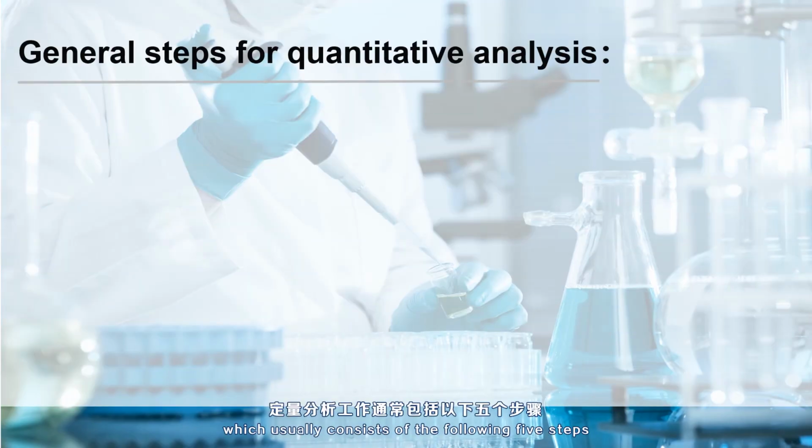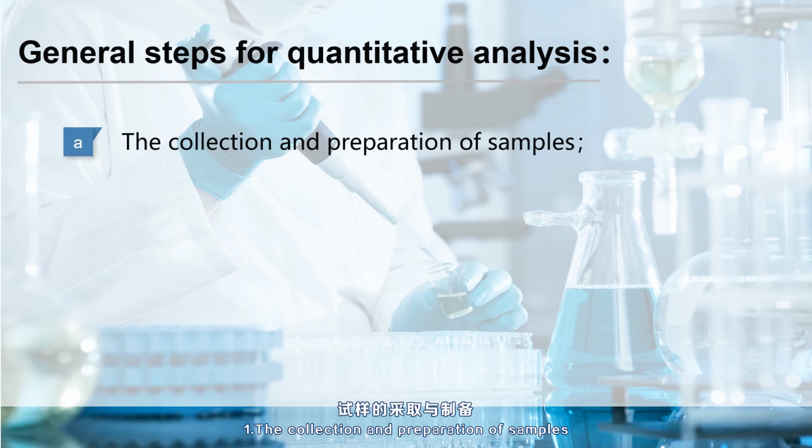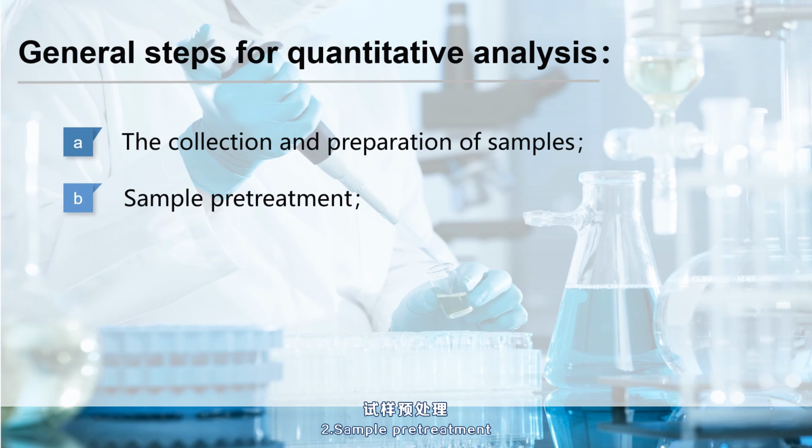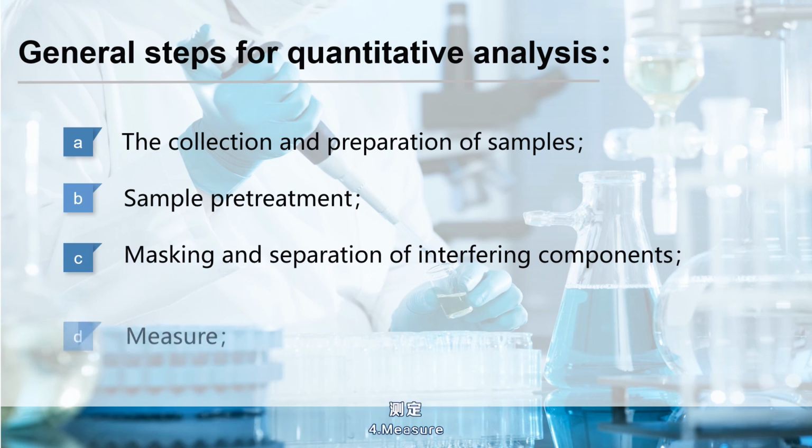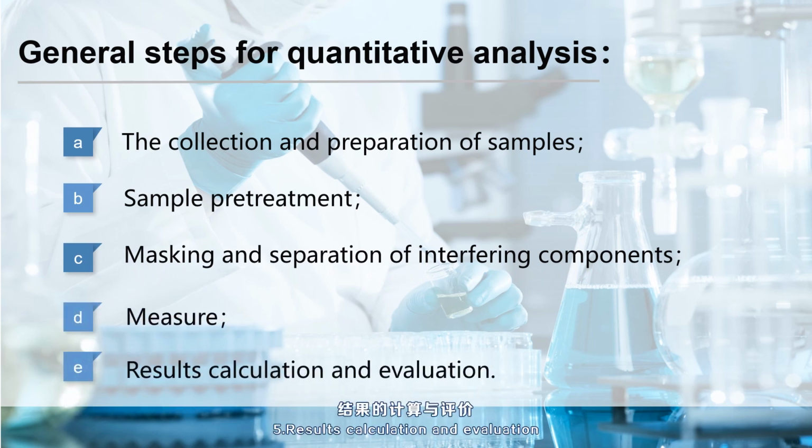which usually consists of the following 5 steps. 1. The collection and preparation of samples. 2. Sample pretreatment. 3. Masking and the separation of interfering components. 4. Measure. 5. Result calculation and evaluation. In these 5 steps, sample collection and preparation are the first problems encountered in the analysis of complex samples.